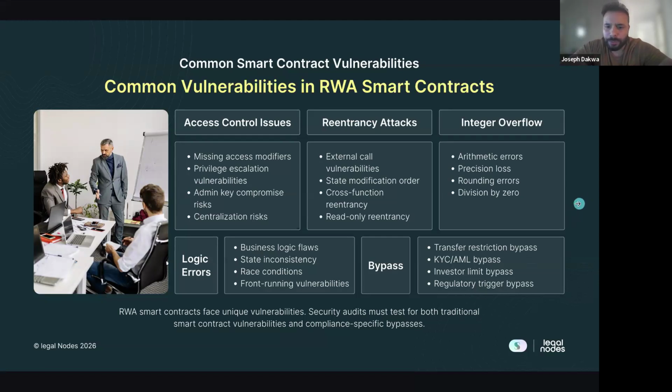And then, of course, we want to make sure that transfer restriction bypass, KYC and AML, investor limit bypass, and regulatory trigger bypasses are all covered, and that these things are reported on, just in case there is an issue. You want to make sure that it is flagged.